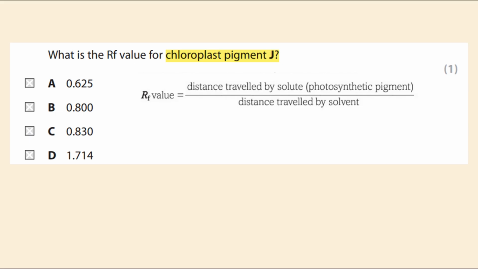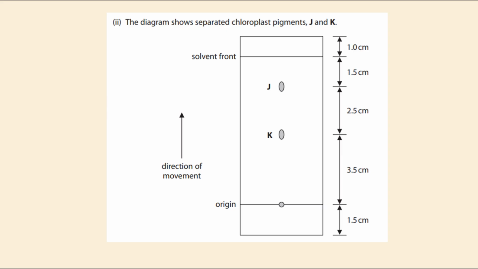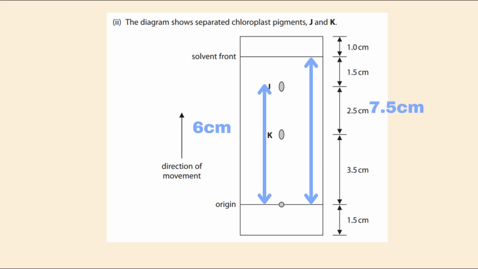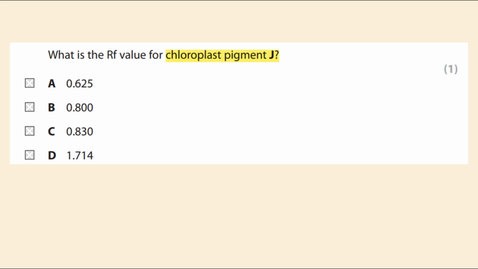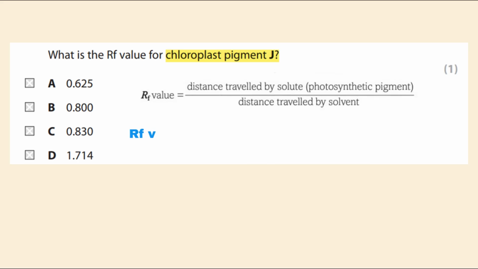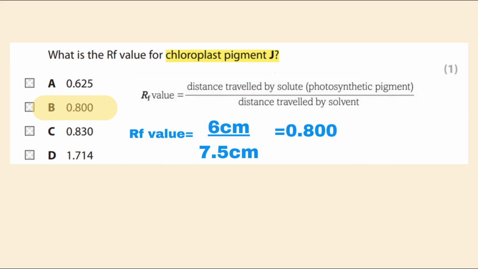So first I will measure the distance traveled by the solute from the origin to J, which is 6 centimeter. Then if you look at the solvent front, its distance is 7.5 centimeter. Now we divide 6 by 7.5. It's equal to 0.800. So the correct answer is B.